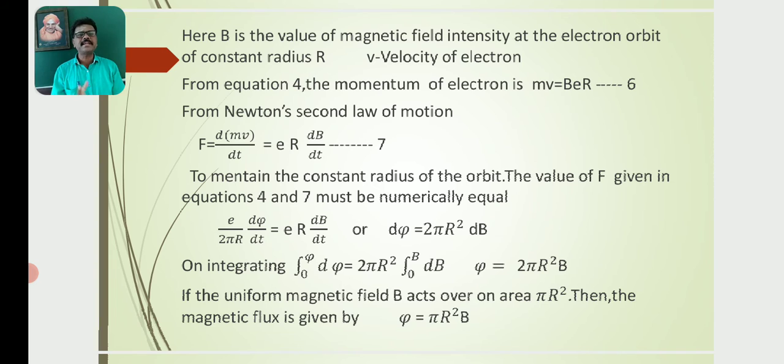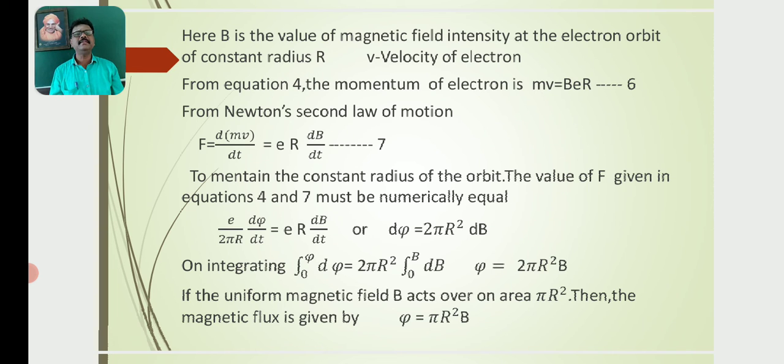From Newton's second law of motion, we know that the rate of change of linear momentum is directly proportional to the applied force and takes place in the direction of force. So based on Newton's second law, we have F is equal to d by dt of mv, which is equal to e R dB by dt. Let this be equation number 7.